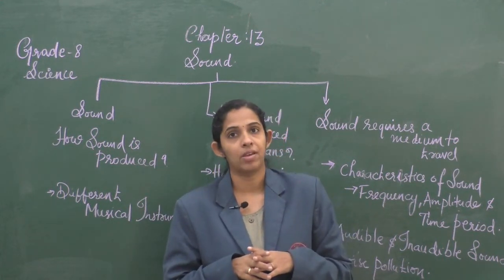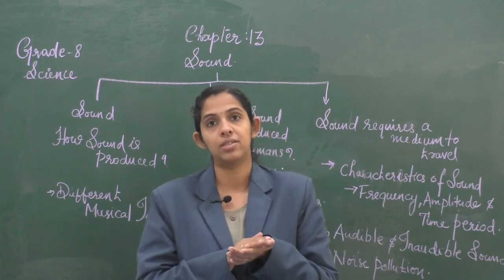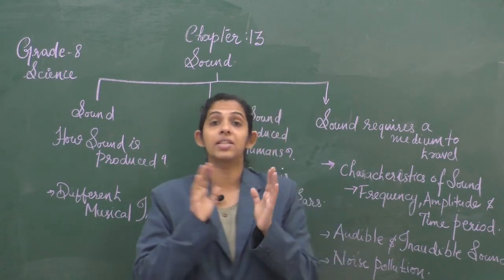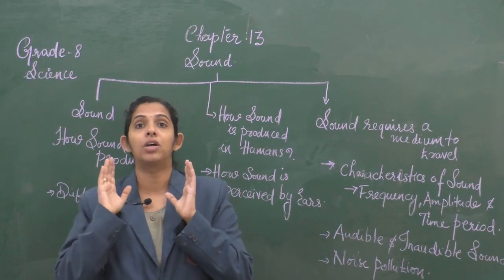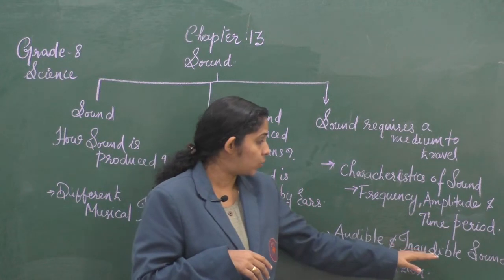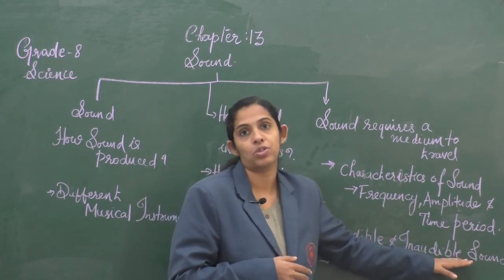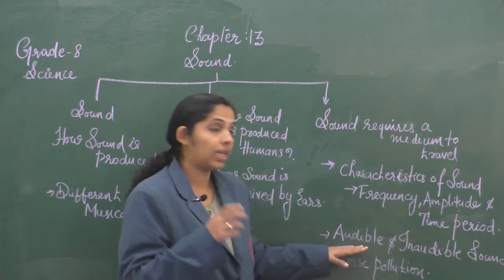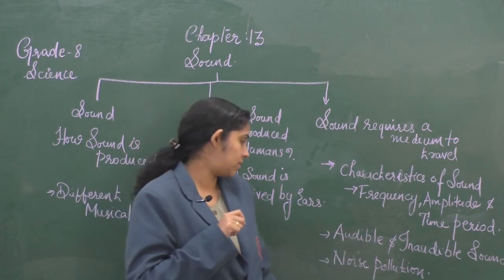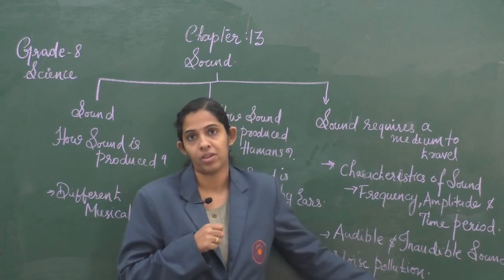For example, human ears cannot perceive sounds less than 20 Hz and more than 20 kilohertz. So, that is the range of perception of our ears. Sounds which are less than 20 Hz and more than 20 kilohertz, we will group into inaudible sounds. We cannot hear them. And those which are in between the range of 20 Hz to 20 kilohertz, we will call audible sounds.